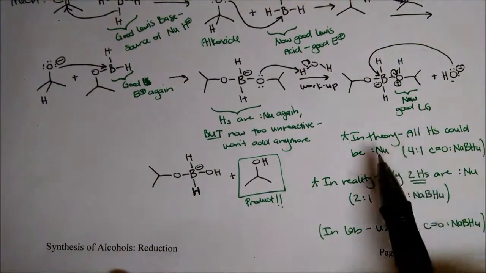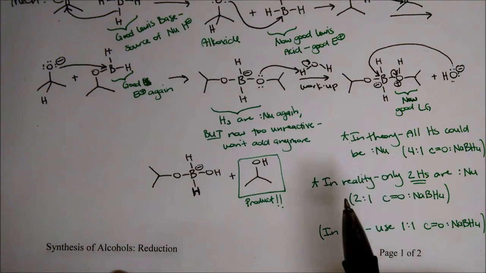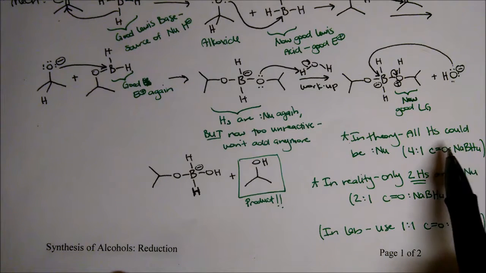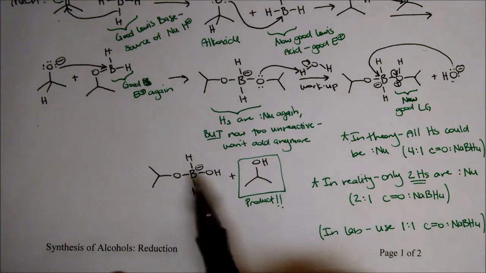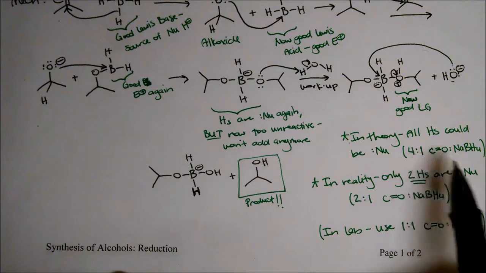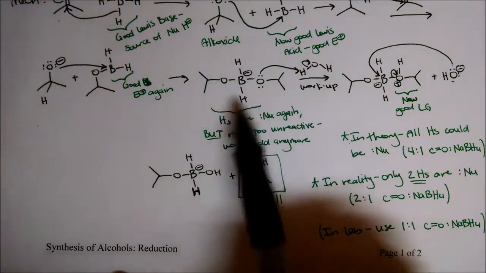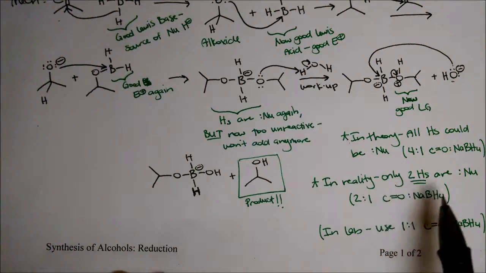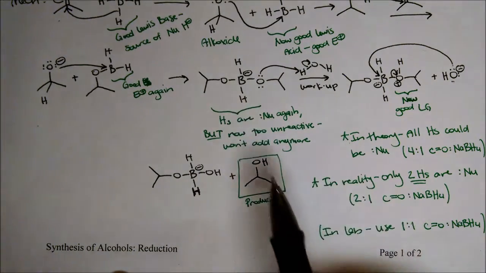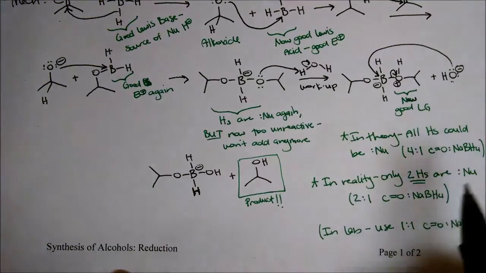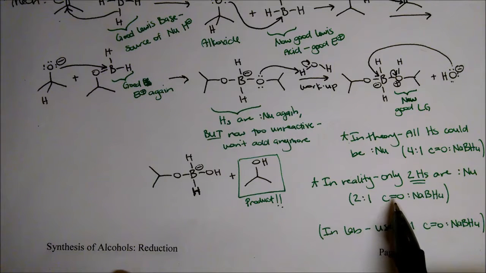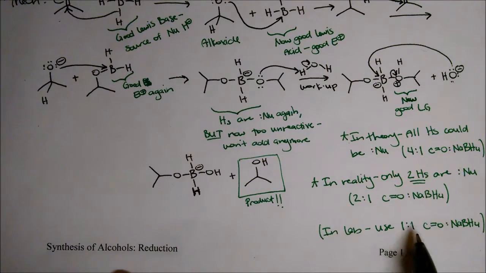So I'm left off with saying that in theory all of those hydrides could be nucleophilic. That would mean we only need 1 equivalent of the boron to every 4 equivalents of the carbonyl, because all 4 hydrides on the boron could be nucleophilic, so that's a 4 to 1. In reality though, once it delivers 2 hydrides, it becomes unreactive, and so only 2 will get delivered, because the metal becomes too unreactive. So we would only need 1 equivalent of metal for every 2 equivalents of the carbonyl that we are reducing. But really in the lab, we simply use 1 to 1, because we want an excess anyway.